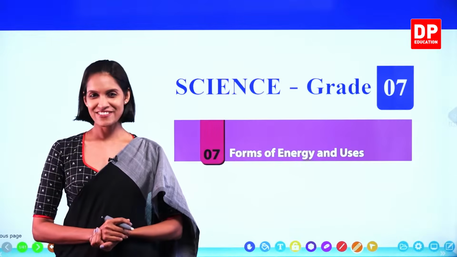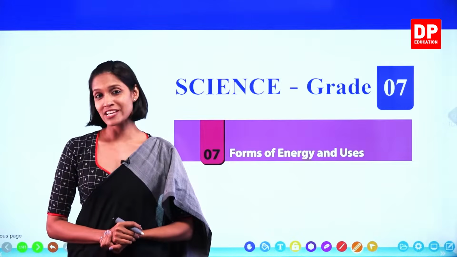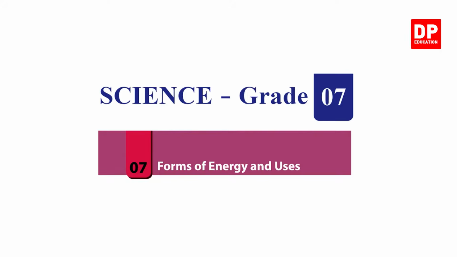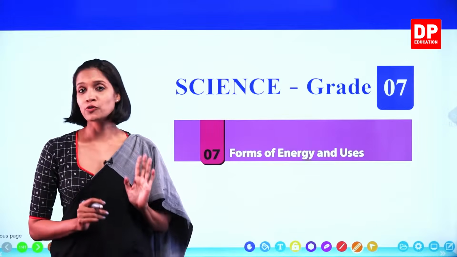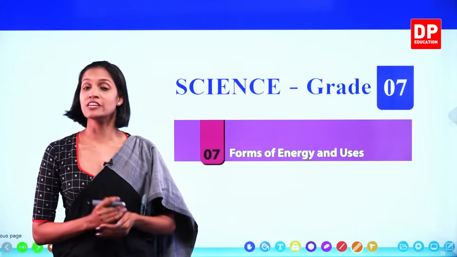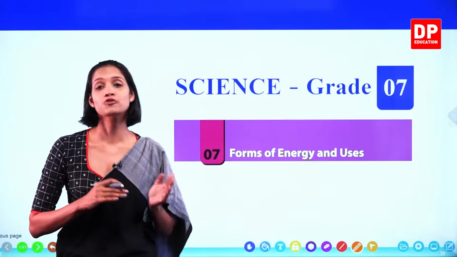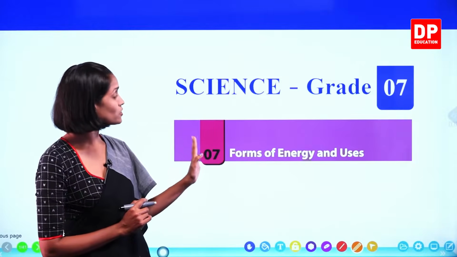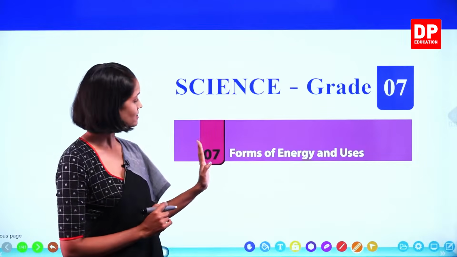Hello dear grade 7 children. Today we are going to start the 7th lesson of the textbook, that is forms of energy and uses. Now this is not the first time you are going to discuss energy. Even last year in grade 6 you discussed energy. So what are the topics that we are going to learn under this lesson, children? Let's see.